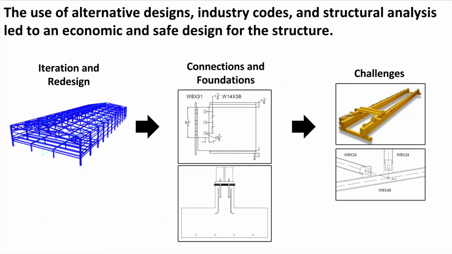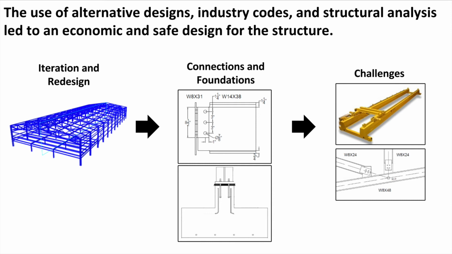But going through, after we designed all these members, we were able to do an iteration in our SAP model. So we put in our new member sections and were able to recalculate all of our dead loads. And from this redesign, we were able to see that all of our initial members that we had designed were sufficient. And then we moved into our connection and foundation.